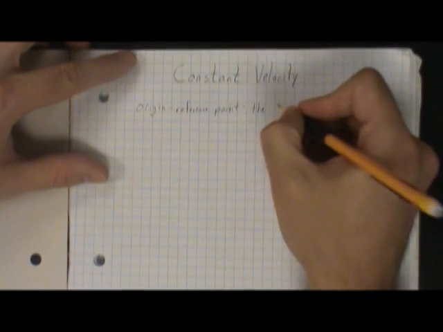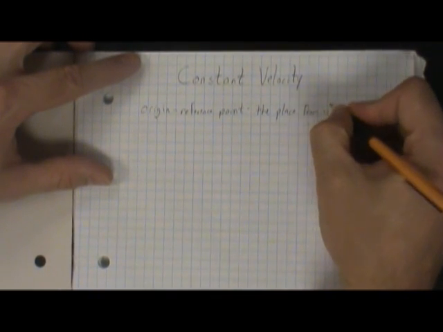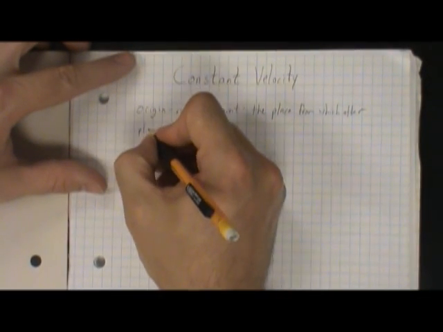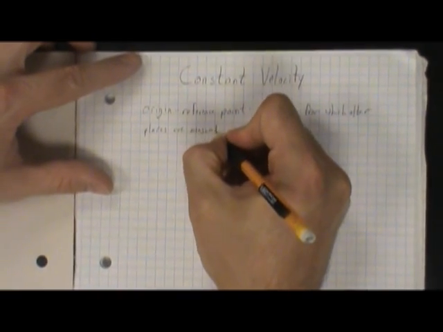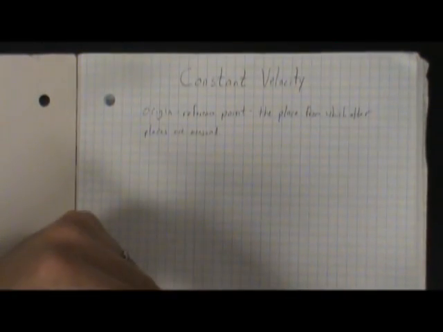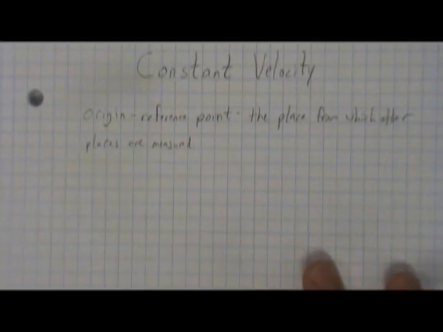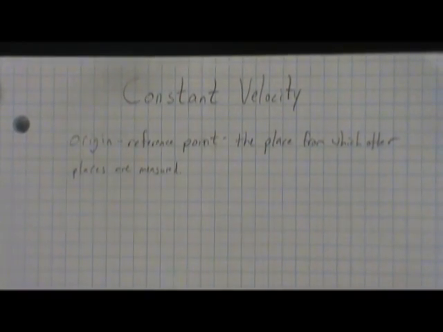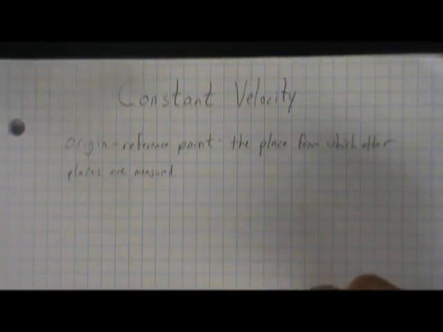This is the place from which other places are measured. That's why it's called a reference point. How do you know where you are? Well, from somewhere to somewhere else. We want a reference point, which we can also call an origin. This is a zero, a starting point.